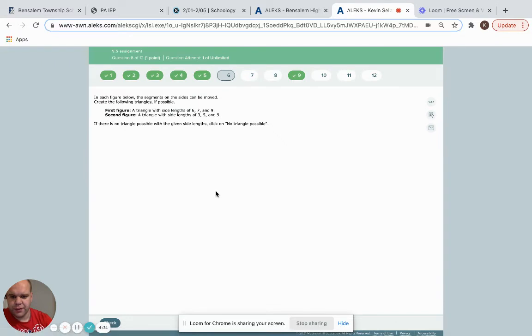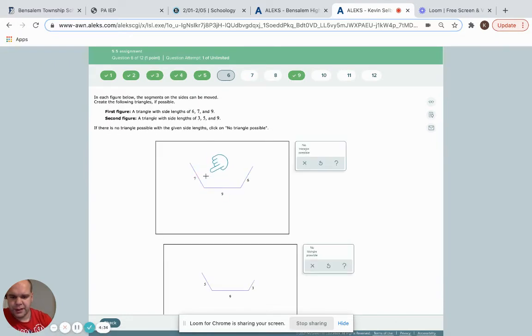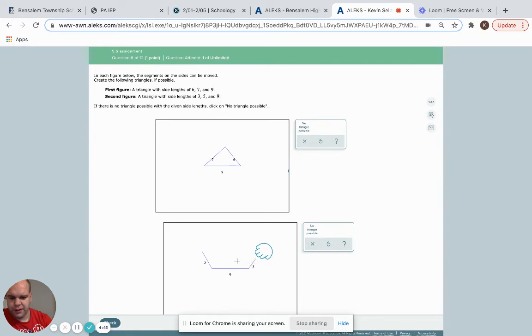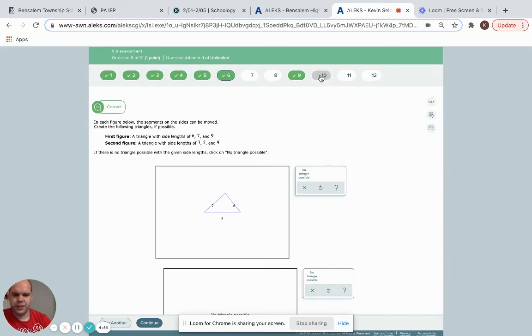All right, let's go back to number 6 here. This is where we're moving around the triangles again. We've got 6, 7, and 9. Let's drag them, and that looks like it works. We've got 5 and 3. These are not going to work. 5 and 3 equal 8. They're one short. They're never going to be able to reach. No triangle possible. Let's try it again for number 10.